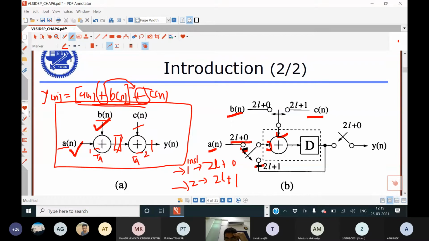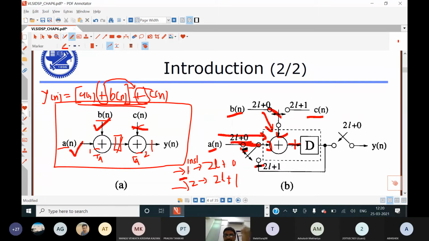When I define 2L plus 0, that means the switch is at this particular position. So when I apply an, at that time I need to apply bn, so that means the switch will be in this position. When I consider the first instance, then 2L plus 0 will be considered. So for the adder, the first input is coming from this end and the second input will be coming from this end. This way an plus bn will be added. Now whatever the output is, that will be stored. Now I need to add cn, but that cn has to be added in the next instance.